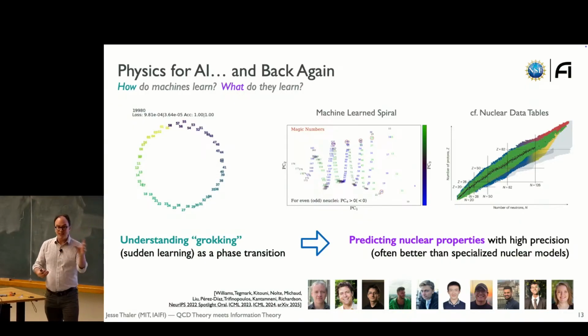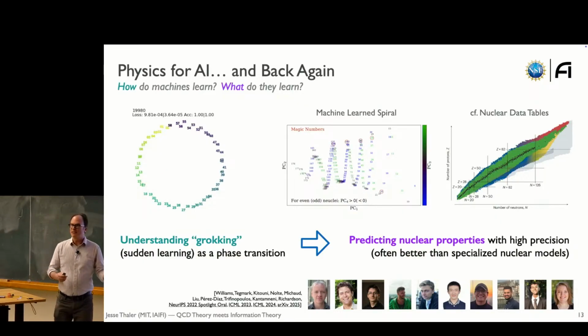And so this dialogue between AI and physics is quite robust, and Mike's research here is an example of that, using physics insights to understand how an AI system works, and then once you realize how it works, using that to learn something else about a physical system.